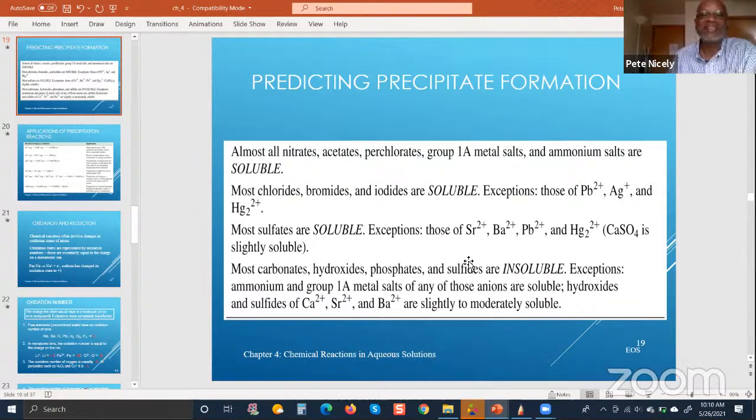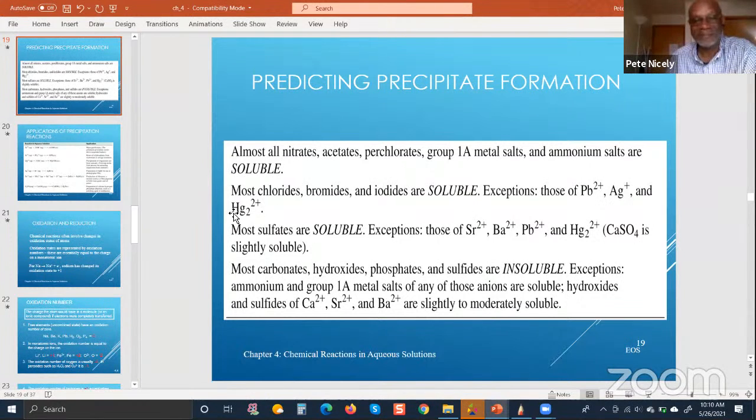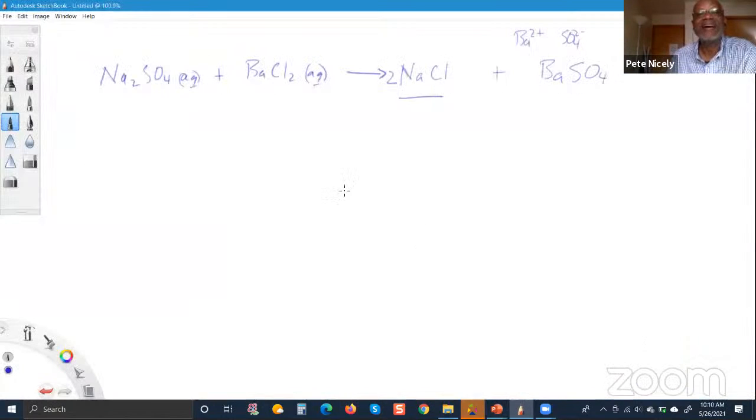Well, let's see what this says about chloride. It says most chlorides, bromides, and iodides are soluble. There are certain exceptions, but sodium is not one of them, right? So therefore, sodium chloride will be soluble in water, right? And because it's soluble, we're going to put aq here. All right? So that's as far as the sodium chloride is concerned.